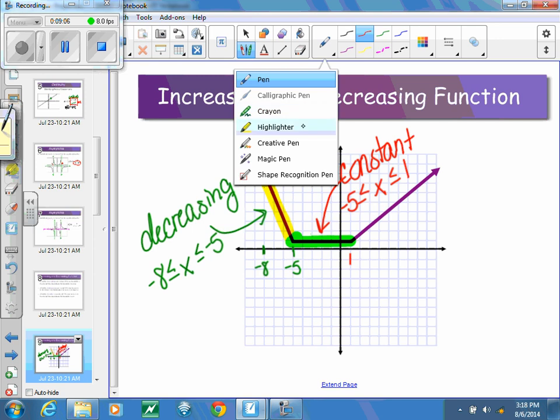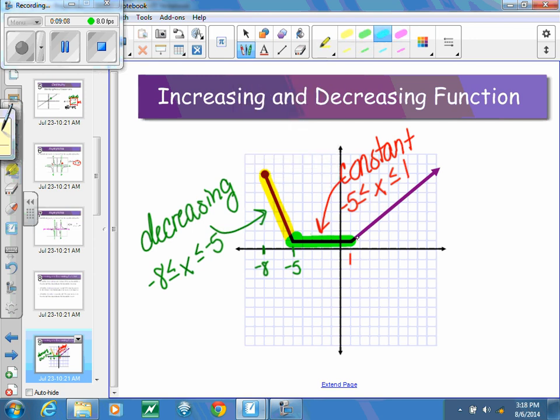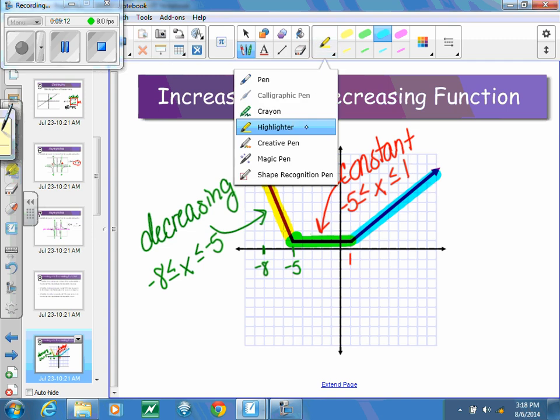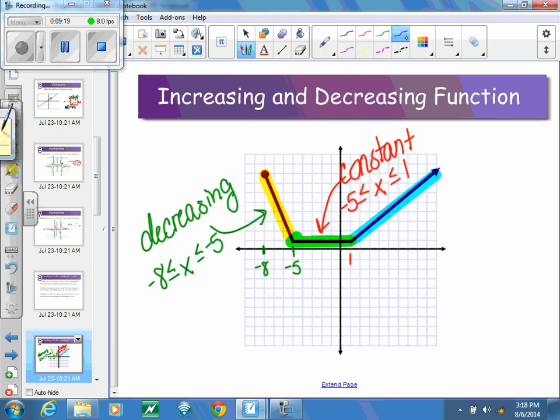Then we have the last and final part of our graph, which is increasing because we have a positive slope. It starts at +1, but because there is an arrow, it goes on forever. So we are increasing for when x is greater than or equal to +1. It's going to increase for the rest of this entire graph.